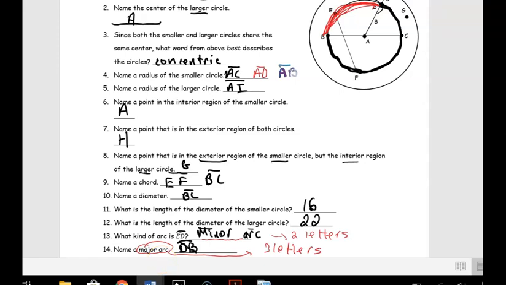So instead of calling it DB, we're going to call it D, and then notice how C and F are both in between. We want to pick either one of those. I'm going to pick C. We're going to go D, C, and then to B. We put the little arc symbol above it. All right, that's how we have to name a major arc.